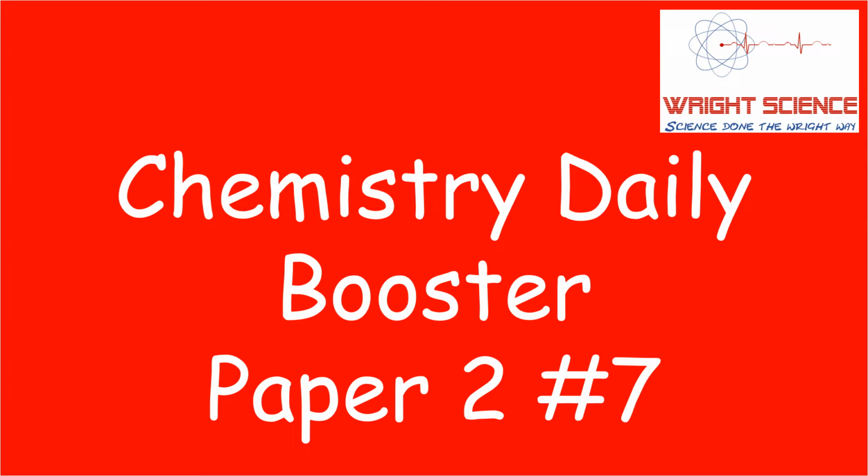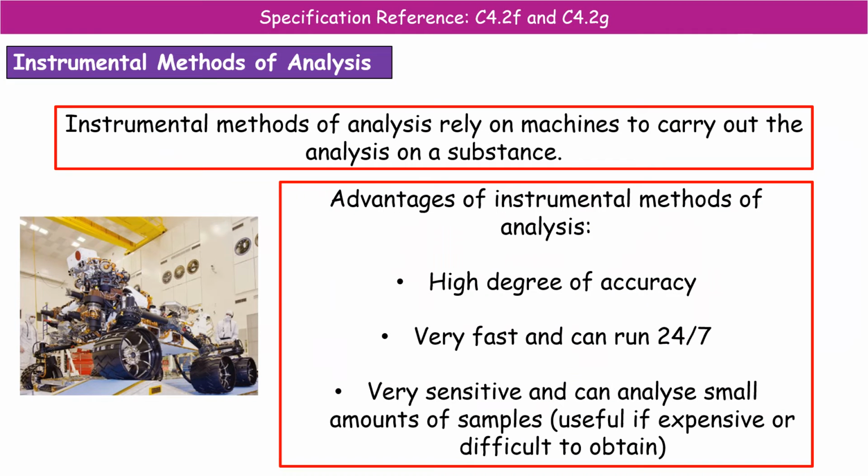This is number 7 in our Chemistry Paper 2 series, and it's not actually on the advanced information. That doesn't mean there won't be questions on it, as we are aware from our earlier paper. What we're going to be doing then is having a look at some of these instrumental methods of analysis.